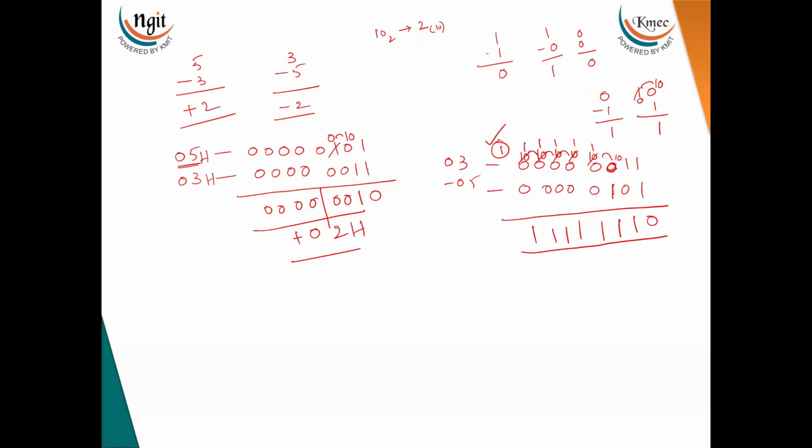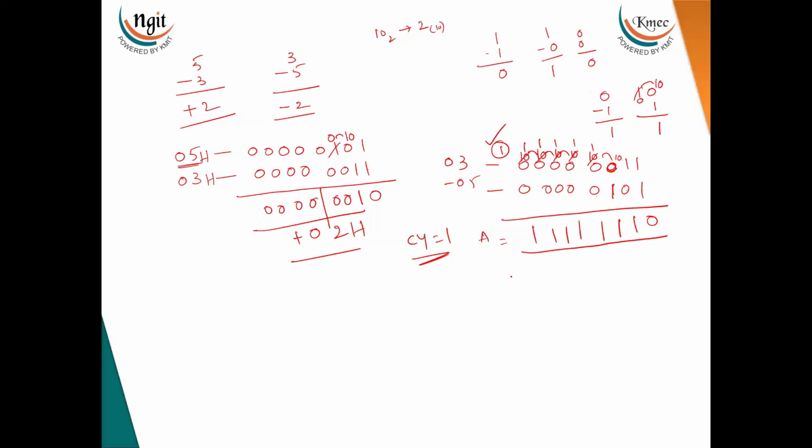Now a borrow was generated, which means the carry flag is set. The answer is in 2's complement, and this answer is in the accumulator. So you have to take the 2's complement of it, and then you will get the original answer.